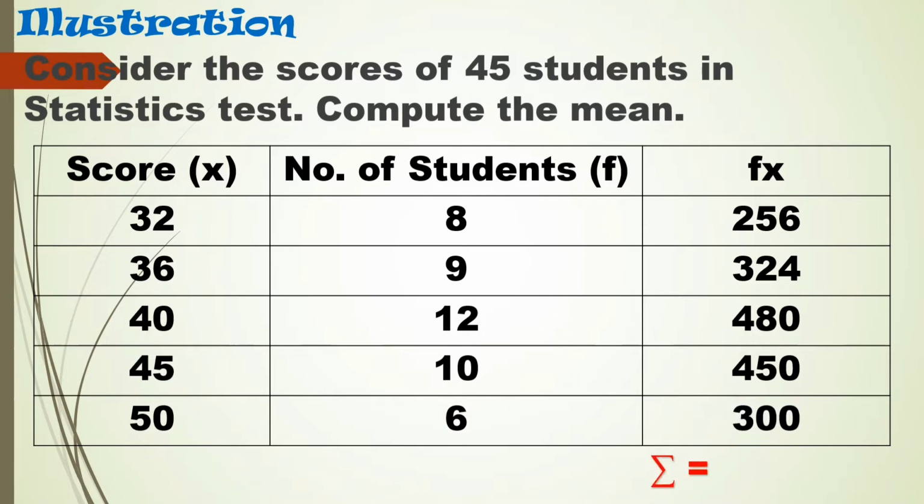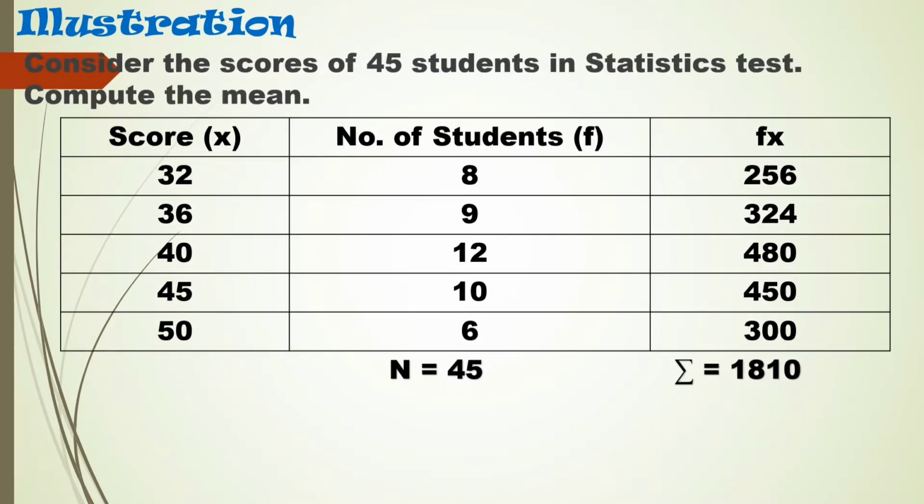Next, get the summation of fx, or the sum of the third column, and it is equivalent to 1,810. Get also the value of n, which is the sum of all the frequencies, and it is 45, which is also given in the problem. After determining those values, we will now substitute them into the formula.